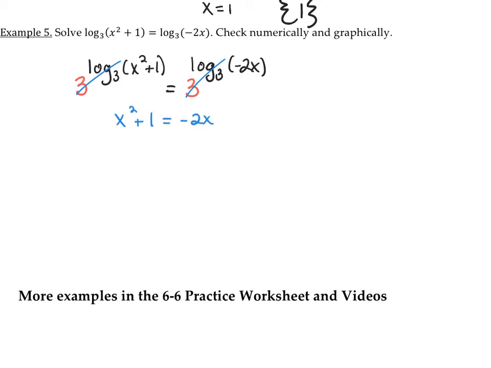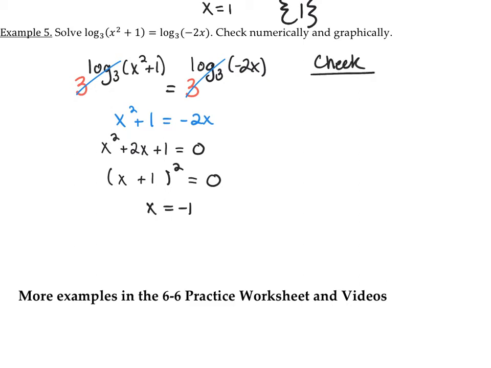equals -2x. Now this is quadratic, so we'll go ahead and move everything to one side. X squared plus 2x plus 1 equals 0. And then if we factor, hopefully you recognize that that is the square of x plus 1, so we get x equals -1. Now we'll go ahead and check.